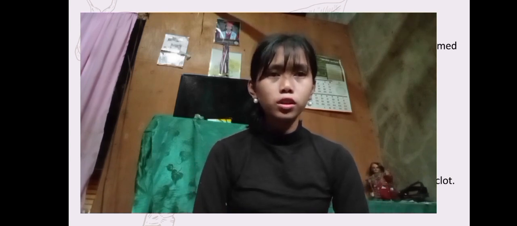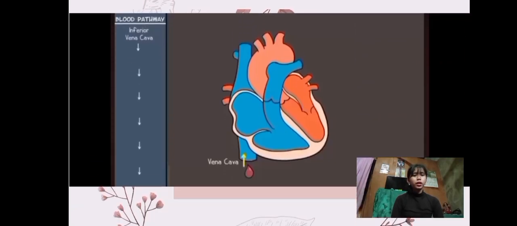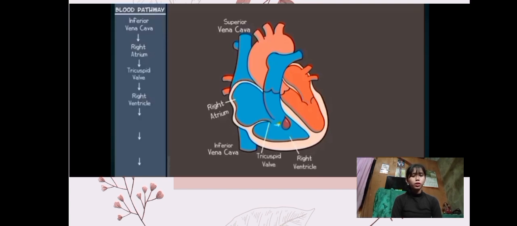This picture shows the process of blood being circulated to transfer oxygen from the lungs back to the heart. To get there, the blood enters the vena cava, the inferior vena cava to be specific. The superior vena cava is located above the heart. Then the blood enters the right atrium. The right atrium contracts, pushing the blood through the tricuspid valve into the right ventricle.